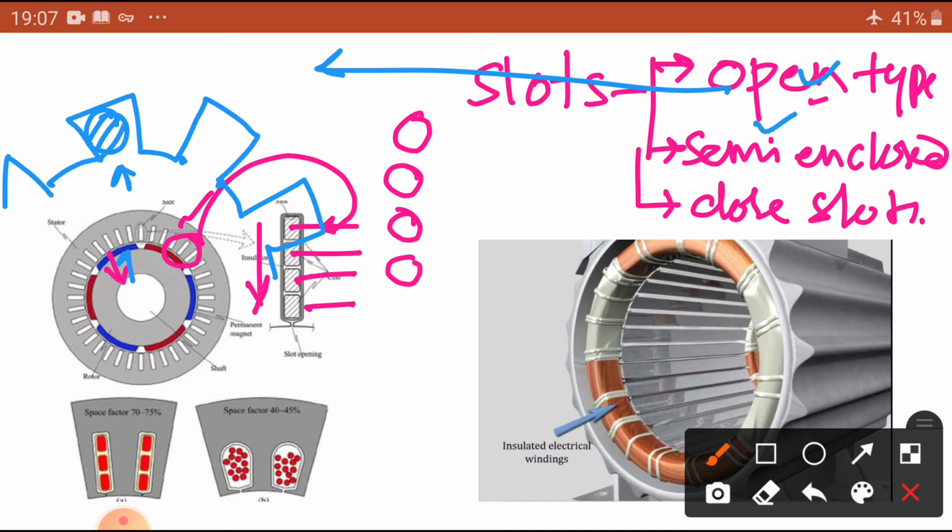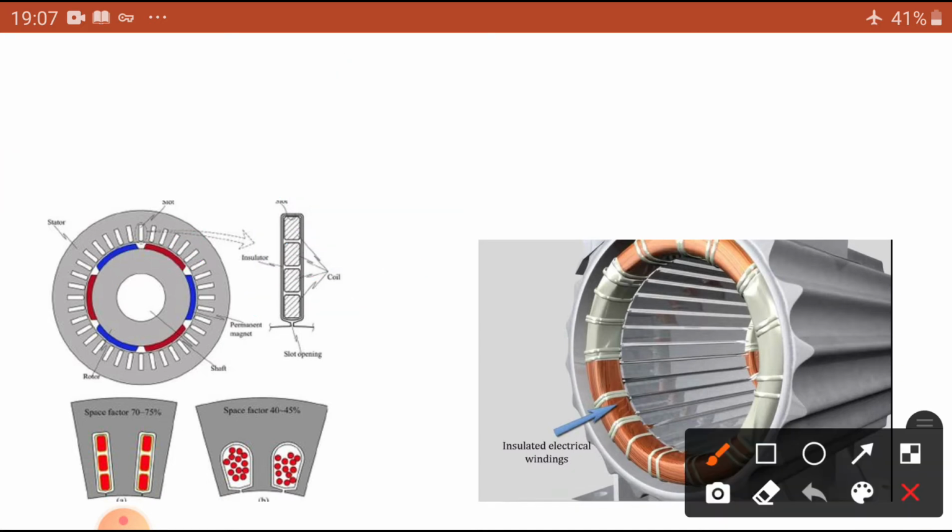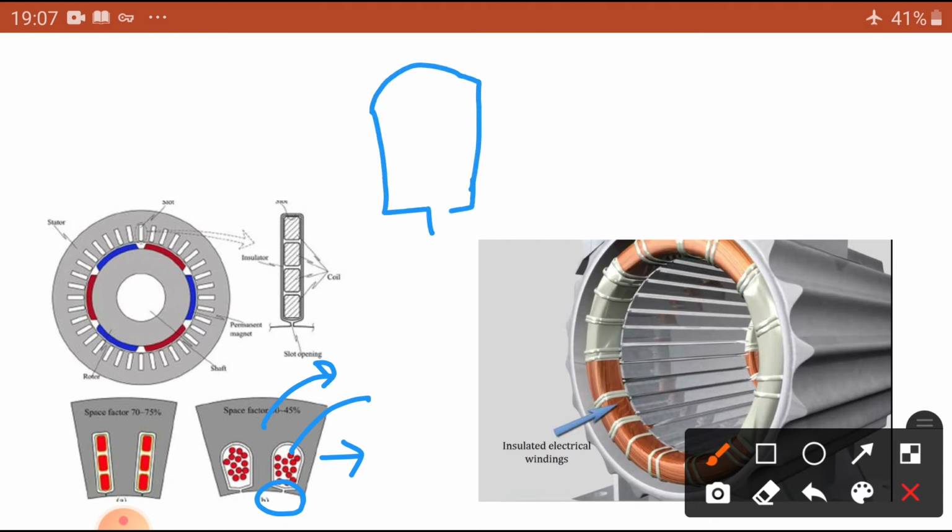And second, semi enclosed. If you see the semi enclosed slot, this is the core in which the slot is, and you can see a small gap. From this place I am going to place my coil side. That is known as a semi enclosed slot. You can observe here. That is the second one.